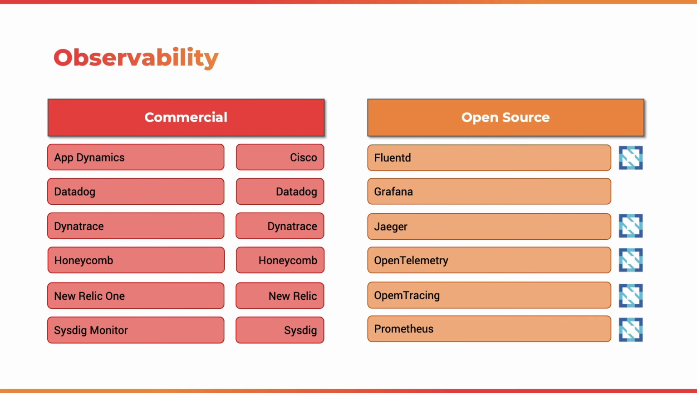There are Datadog, Honeycomb, Sysdig. All of them are offering commercial SaaS-based services. Some of them are based on agents, some of them are agentless, but you can subscribe to one of these services and take control of your observability.